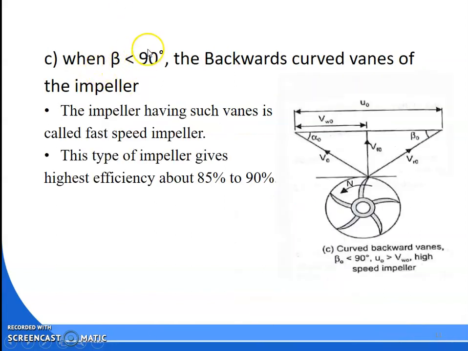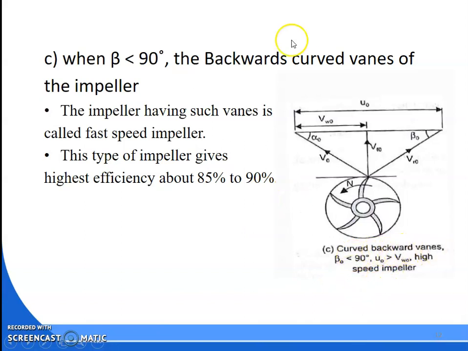So see, when beta is less than 90 degrees, that is known as your backward curve vane, that we will discuss here also. The impeller having such vanes is called a high speed impeller. The speed of the impeller will be high when beta is less than 90 degrees. This type of impeller gives the highest efficiency, about 85 to 90%.